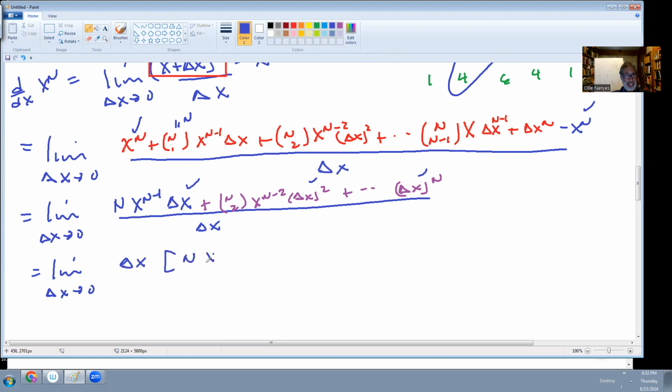I have an n x to the n minus 1. That's looking promising, isn't it? And what's left? N choose 2, x to the n minus 2, delta x to the first power, all the way out to delta x to the n minus 1 power, because I've factored one power of delta x from all of these. And the denominator still has delta x, doesn't it?